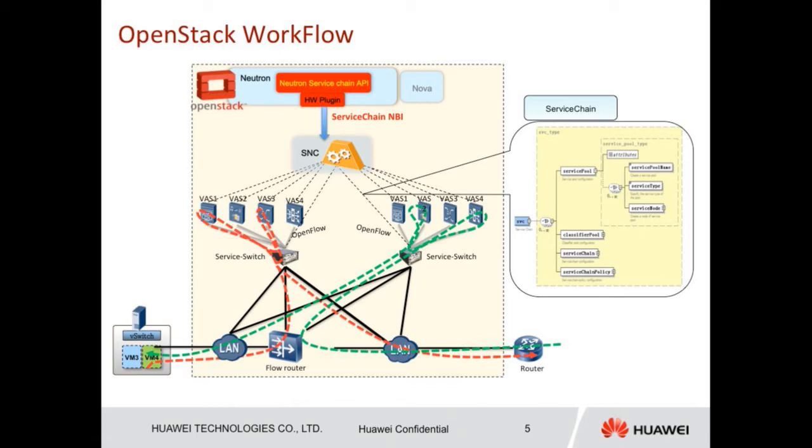Here I will go through the typical flow of automatic service provisioning in this environment. First, the user needs to create a logical service chain in the service chain orchestrator. Then, the user will request a new value-added service instance. Third, we request the VIM, typically OpenStack, to allocate a new VM for the instance.